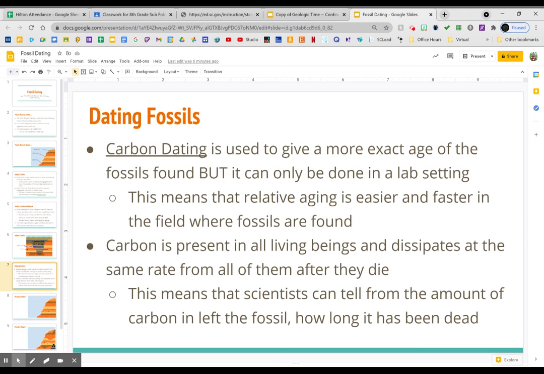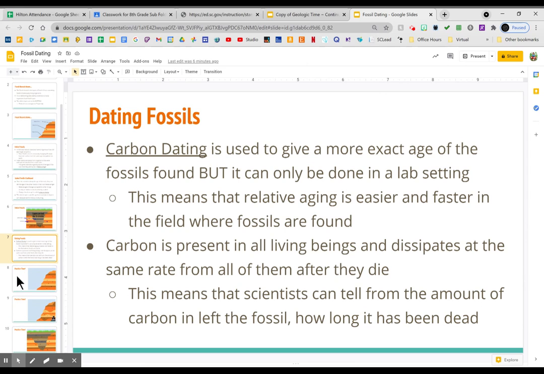So we don't call it a fossil necessarily if the creature's still alive. But with that carbon dating, we can figure out how long that creature has been dead, how long it's been sitting in the ground like that. Okay? So when we talk about the age of these fossils, that's what we're talking about. We're talking about how long the creature has been dead. All right? So keep that in mind.